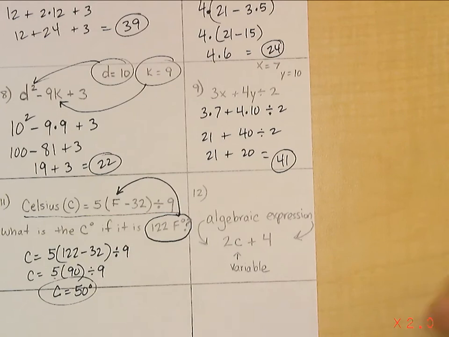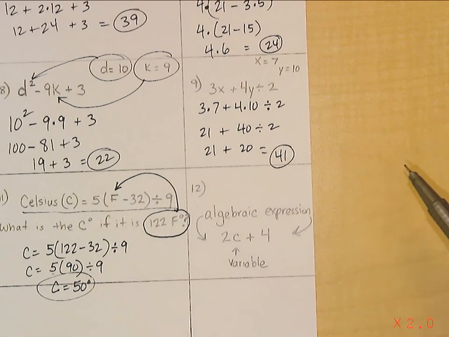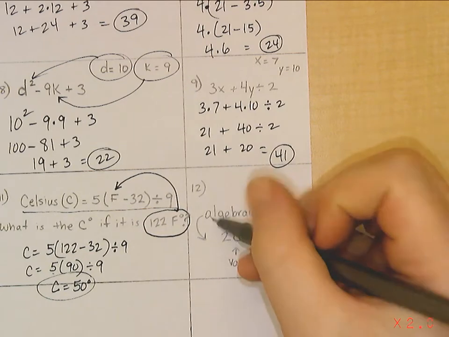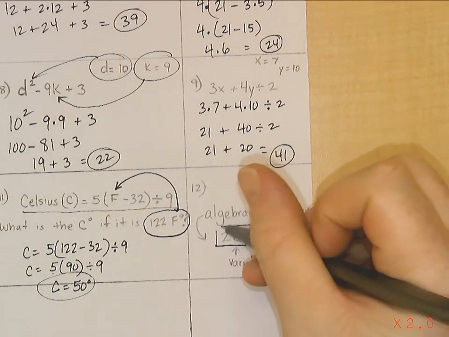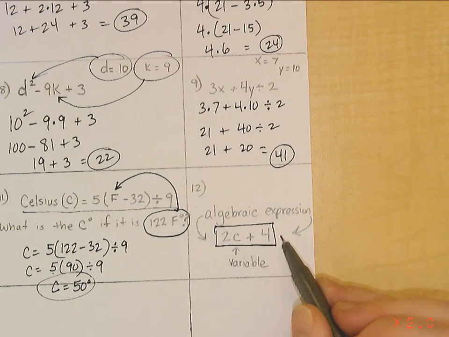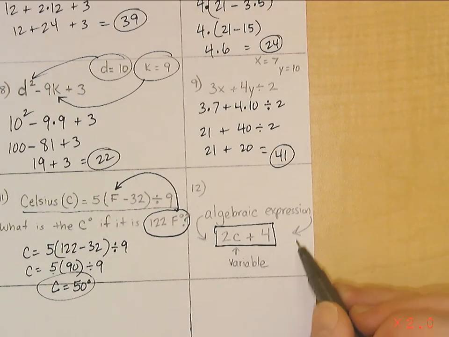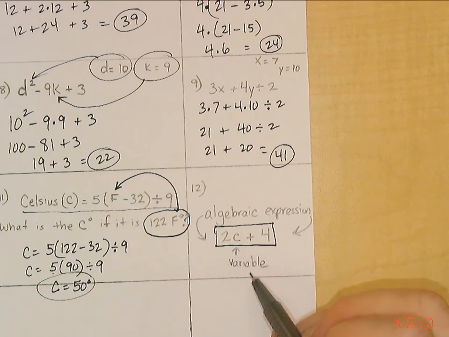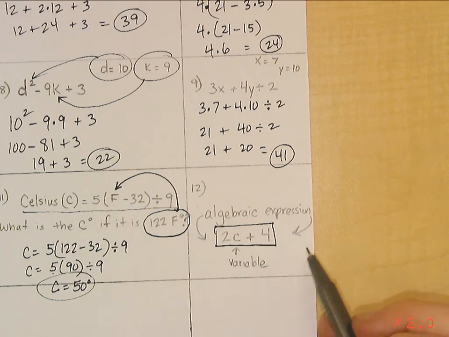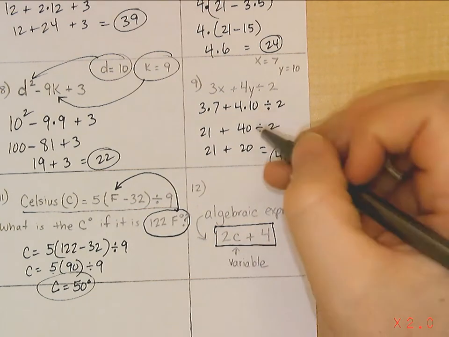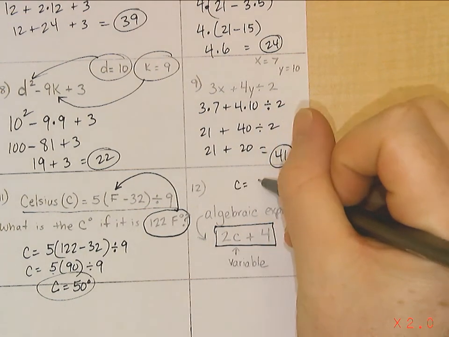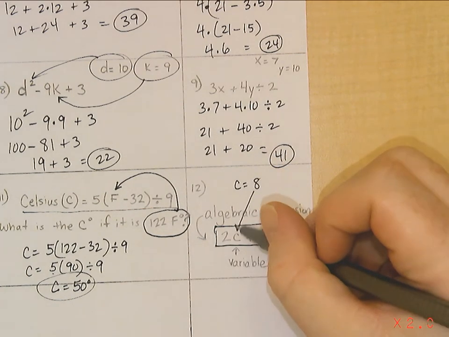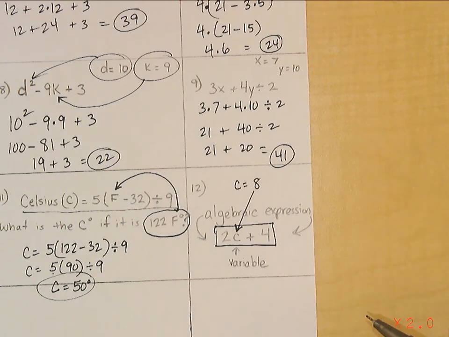Number 12, how do you determine what's an algebraic expression, what's the variable, and how do we evaluate it? Again, the algebraic expression is this whole thing. An equation would include an equal sign here, and then an actual answer. We're not there yet. The variable, remember, is the letter that represents a number. To properly evaluate this, if I knew what C was, let's say 8, then I could evaluate it. If I didn't, I could not evaluate this expression.